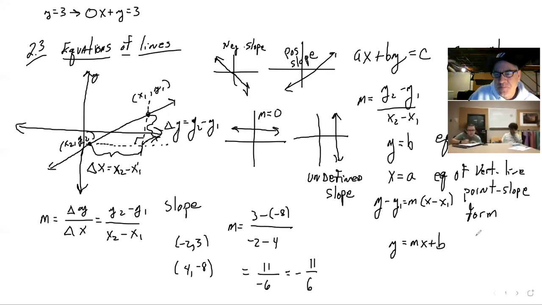Point slope. No, this one's point slope here. But the new one I wrote. Y-intercept, right? Yep, that's it. So it's referred to as the slope intercept form.